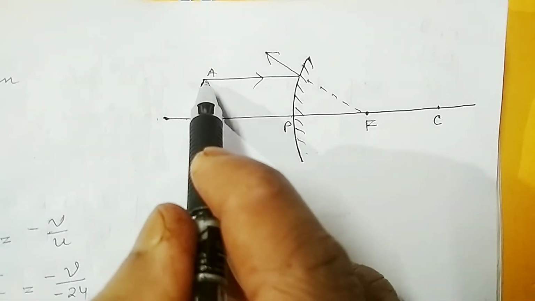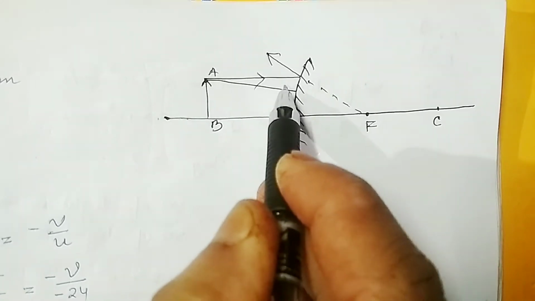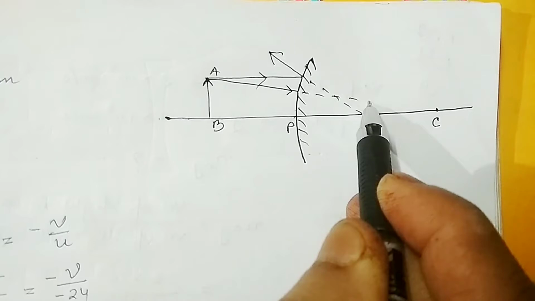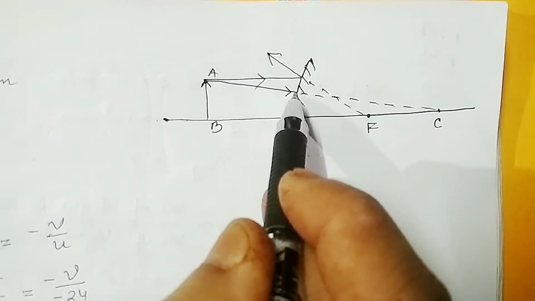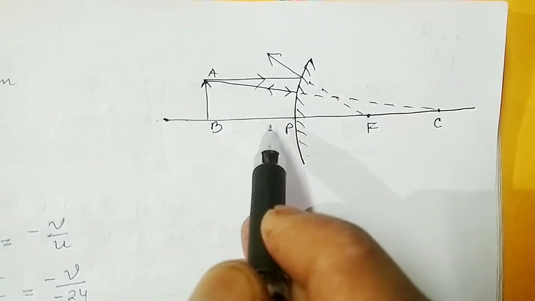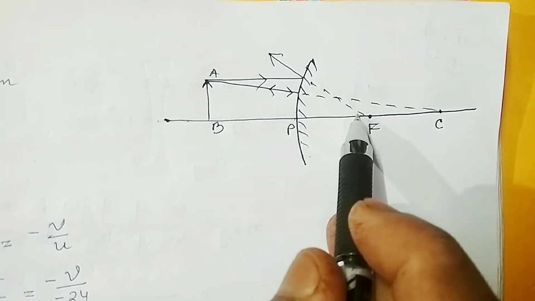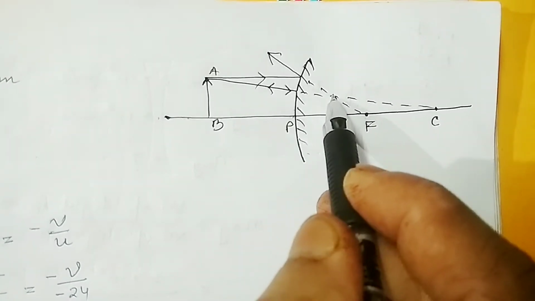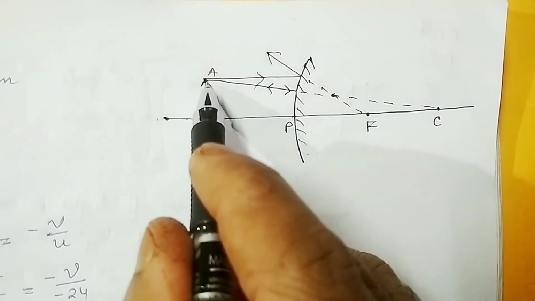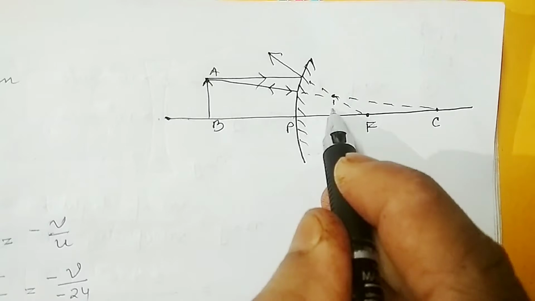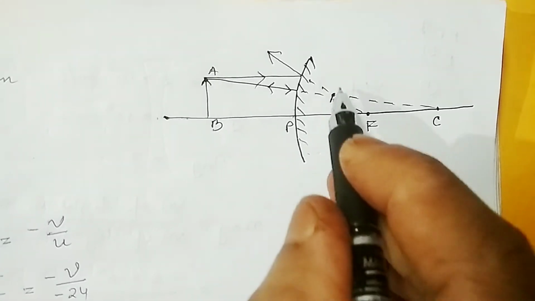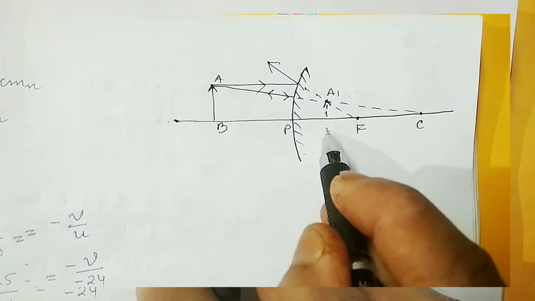Another ray which is in the direction of C, after reflection will move in the opposite direction. So this will reflect this way. These two rays appear to meet at this point. So the image of A will be formed here and the image of AB will be formed here. This image is virtual, so we have given a dotted line. Let it be A1, B1.